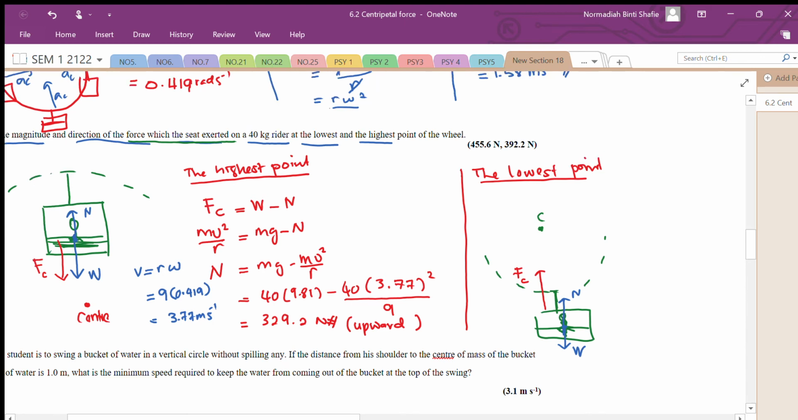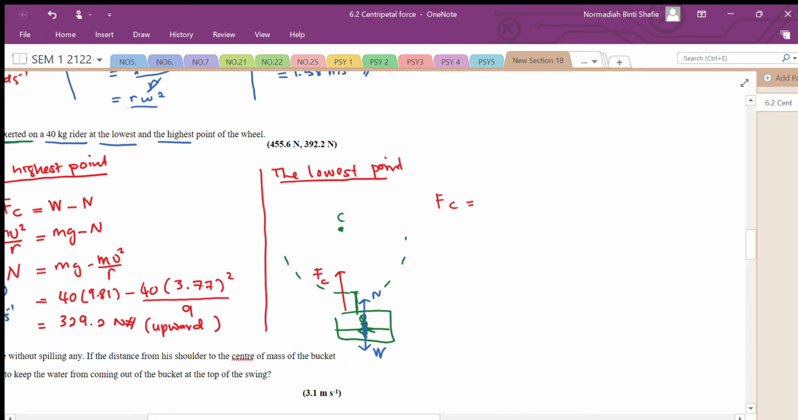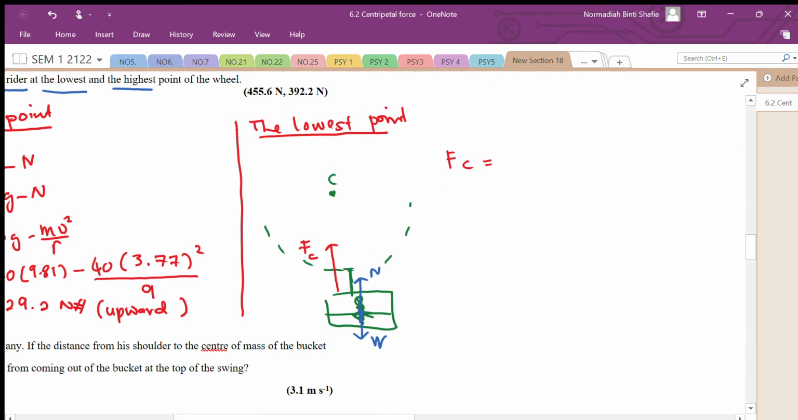And right now, write as force or centripetal force equals to, okay, at this time kita punya normal force kita same direction with FC. So, N kita lebih besar minus dengan W. Okay, and then mv square over R equals N minus mg. Rearrange balik sebab kita nak cari N. So, N equals to mv square over R plus mg.